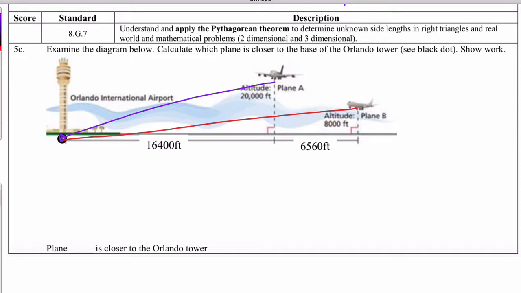So I need to find my first triangle. So I've got altitude is 20,000 feet, 20,000 squared, plus this distance here is marked as, let's see, that's 16,400. And I'm trying to find this distance, which is c. And then we'll just do the equation for the other, but we'll solve them separately. So this distance, our altitude, or our side A, is 8,000.